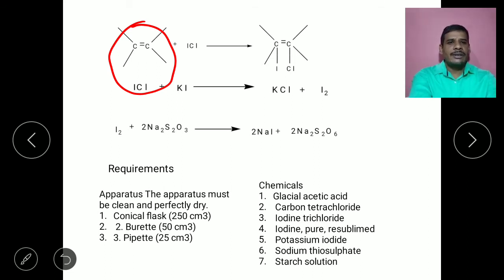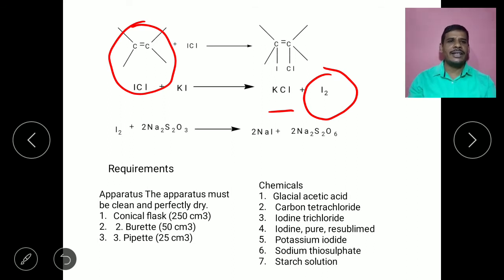solution, there is a formation of KCl and a liberation of iodine. This liberated iodine reacts with the sodium thiosulfate solution. There is a formation of NaI and Na2S4O6. Okay, such types of reactions.